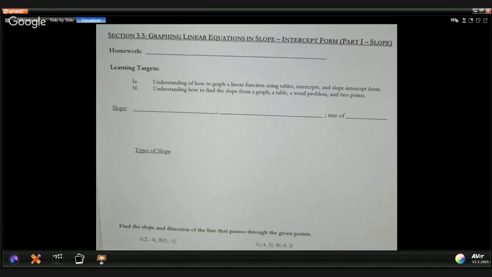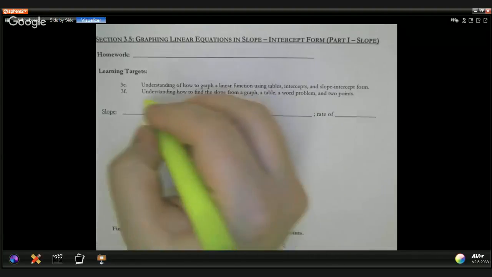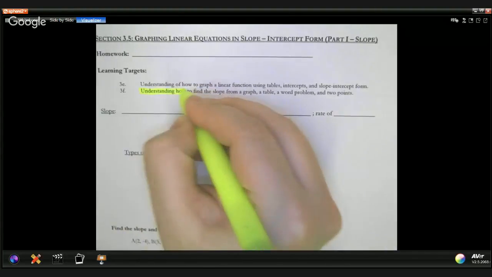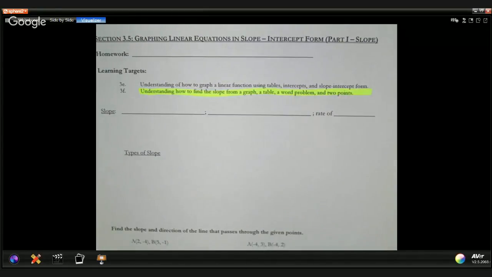All right, this lesson is talking about graphing linear equations in slope-intercept form, and this is just part one. The thing that we're focusing on in this section is everything about slope. How to find the slope from a graph, how to find the slope from a table, how to find the slope from a word problem, and how to find the slope from 2 points. So first of all, we need to even know what slope is.